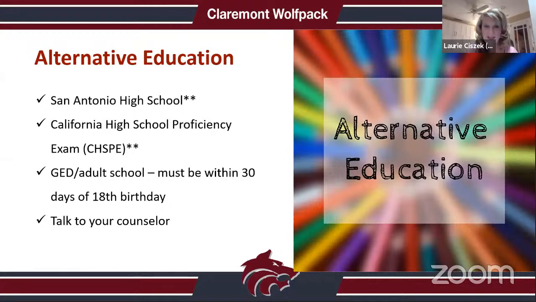Okay, let's talk alternative education. If students fall behind in credits, we have several options for them. We have our alternative high school, which is San Antonio High School. And if students are 16 years or older, they can take the California High School Proficiency Exam. And if they pass, they would receive a certificate of proficiency and are free to start college at that time or go into the workforce. If students are 18 or within 30 days of their 18th birthday, they can also attend our adult school and earn their GED. If you have questions about alternative education or any of these options I've just mentioned, please talk with your counselor.